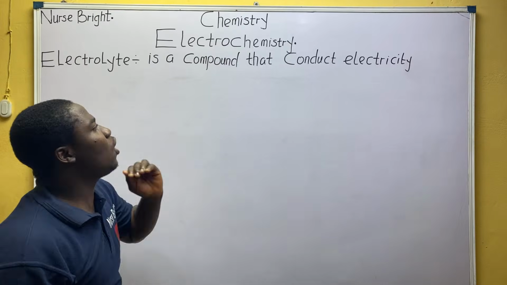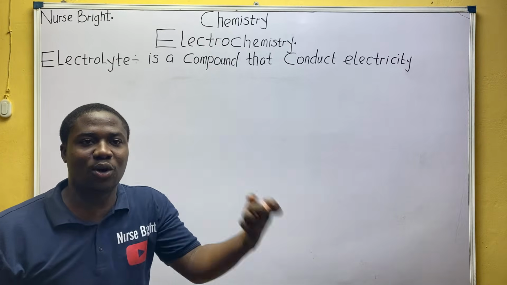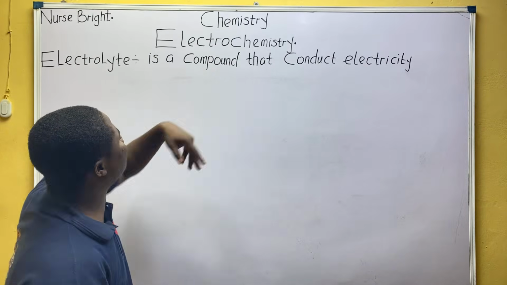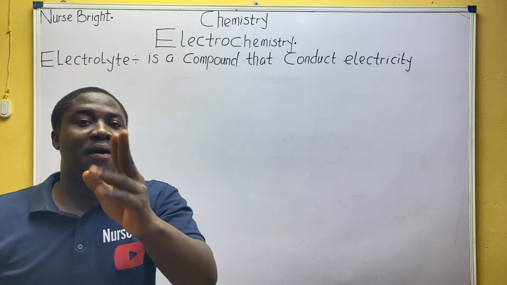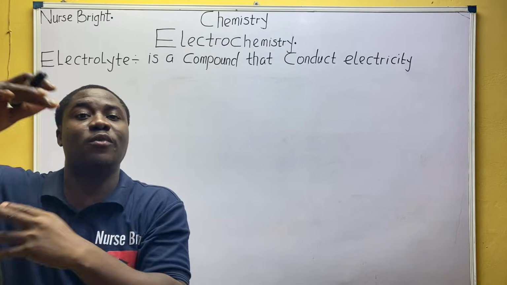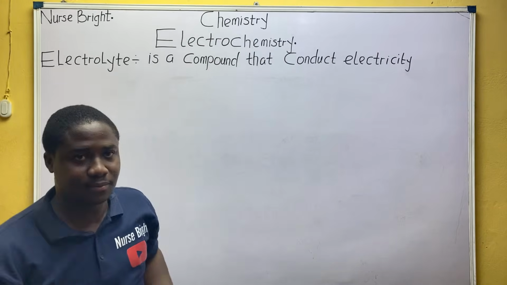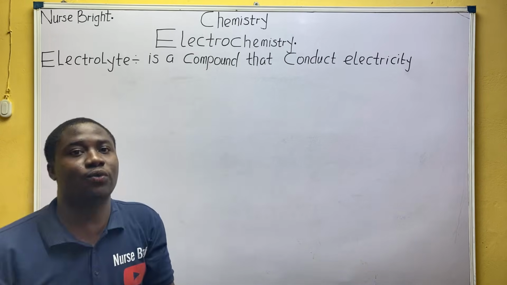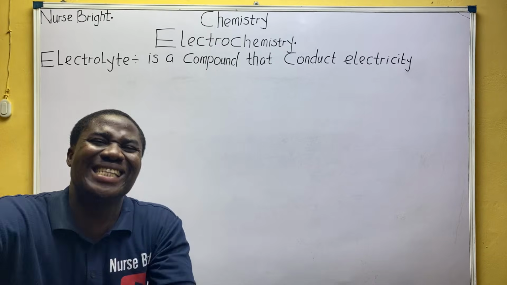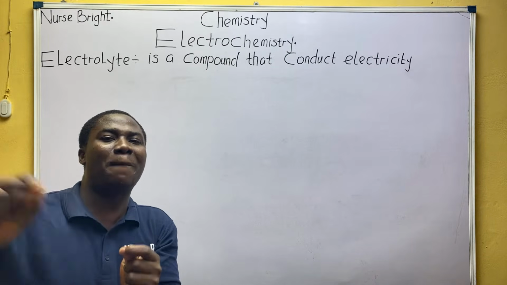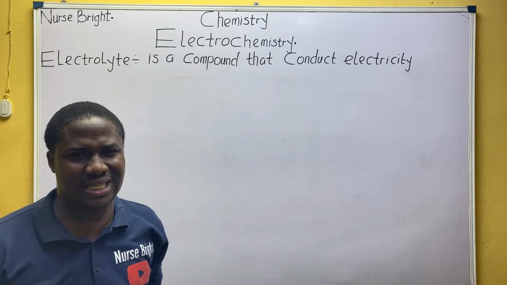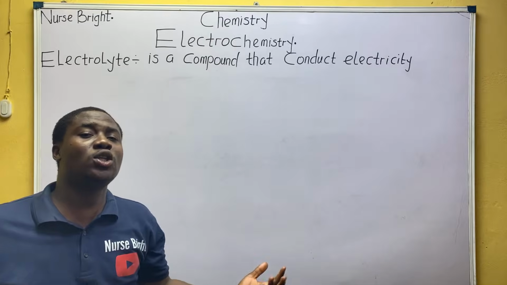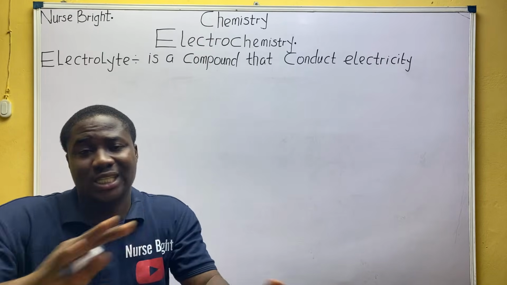So I'm not done. Normally, metals conduct electricity, all of those things in physics. I believe you've heard this definition before, but I know the one you are hearing is not exactly this. There's something that conducts electricity. But in chemistry, we have certain compounds that have the ability to conduct electricity, and we call them electrolytes.